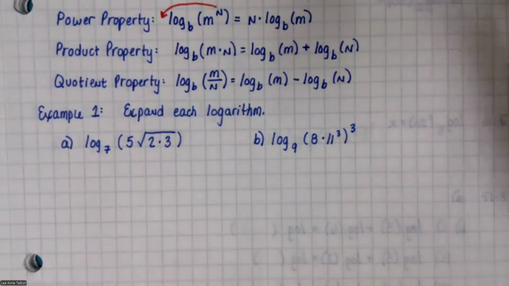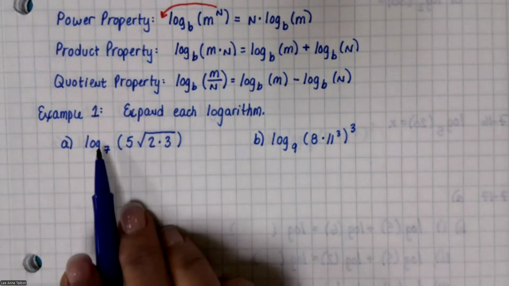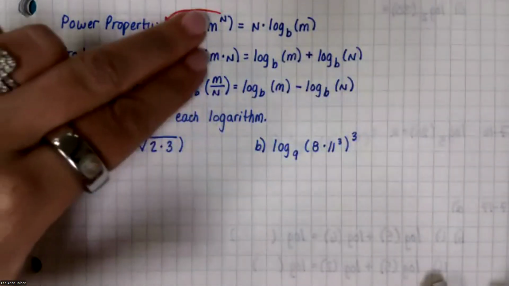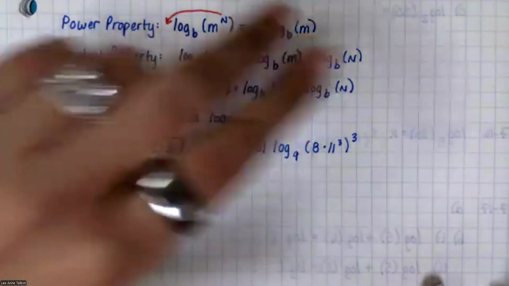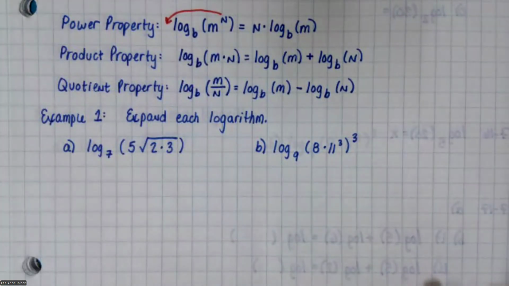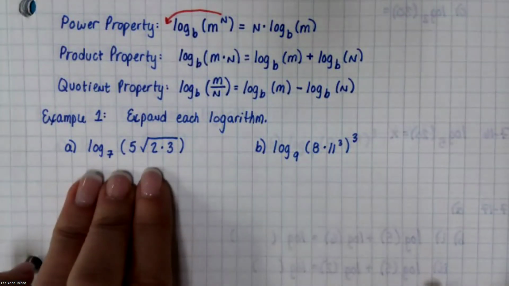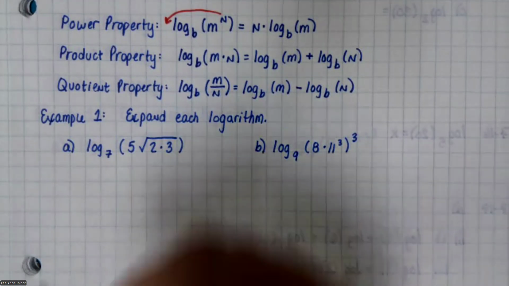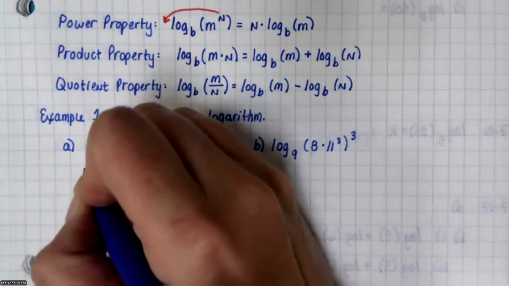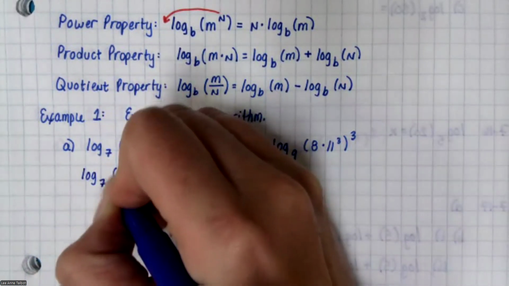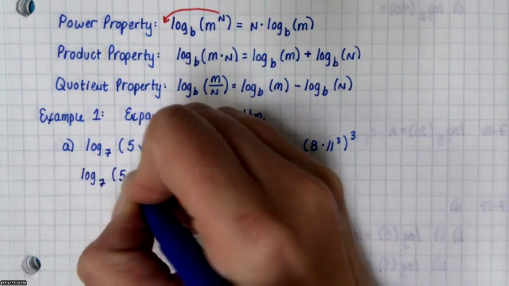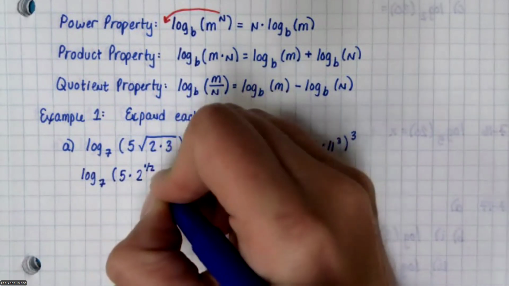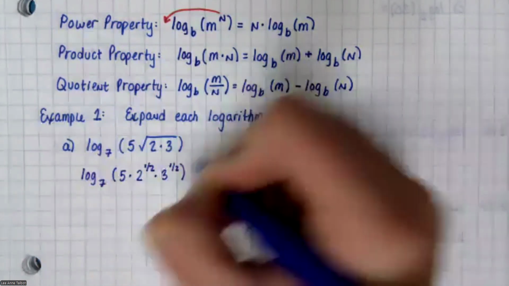Okay, I do still want to show you my joke if I have time, but example one, expand each logarithm. So when I say expand, what that means is I've got one of these and I need to change it to be one of these. It's like the log property puzzles where they give you the problem and then you expand it to the answer. I'm going to do this in multiple steps. First, I'm going to say 5 times 2 to the 1/2 times 3 to the 1/2.